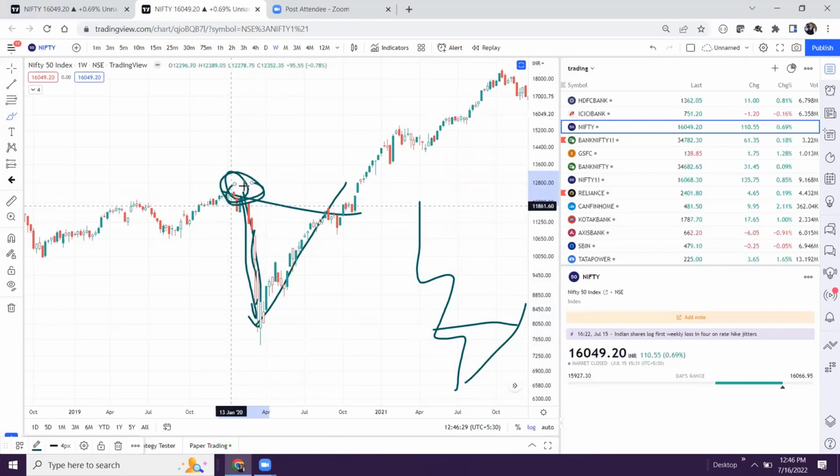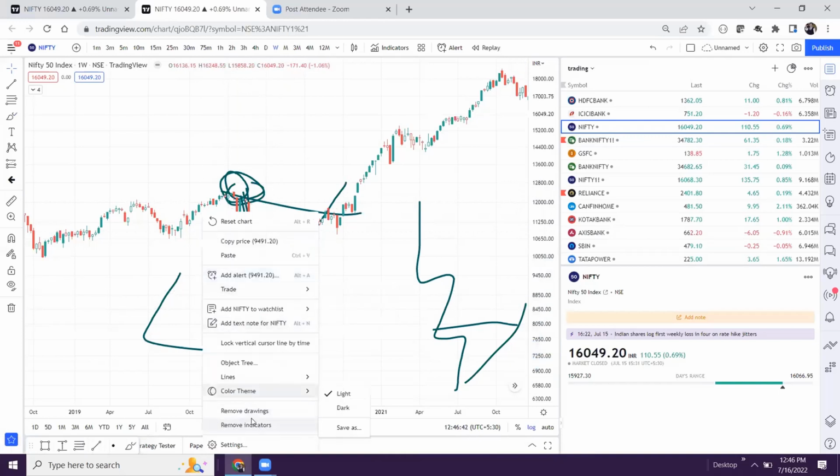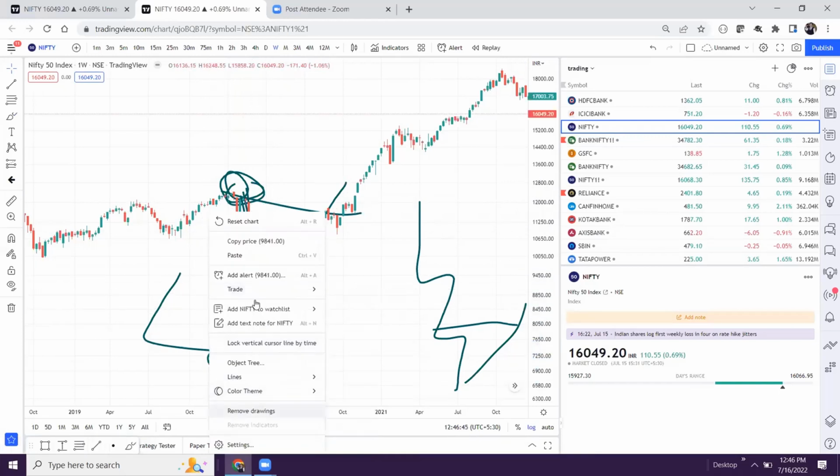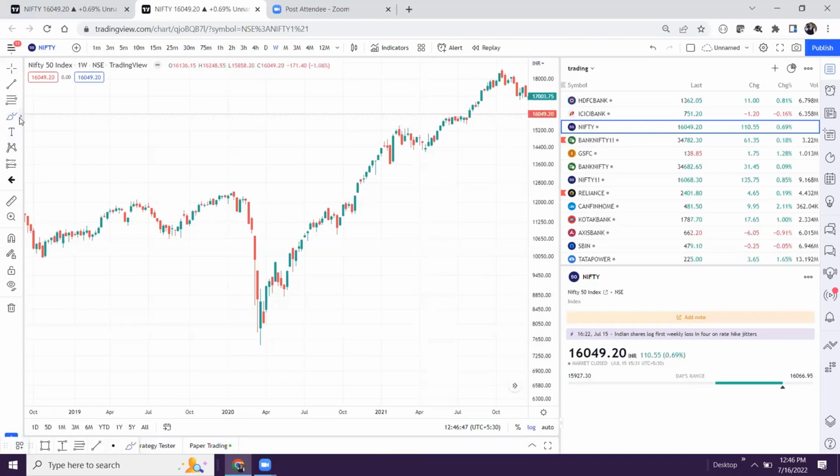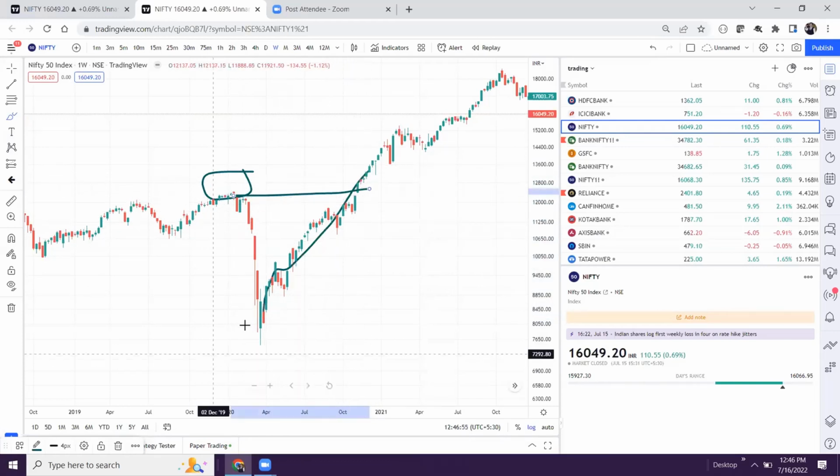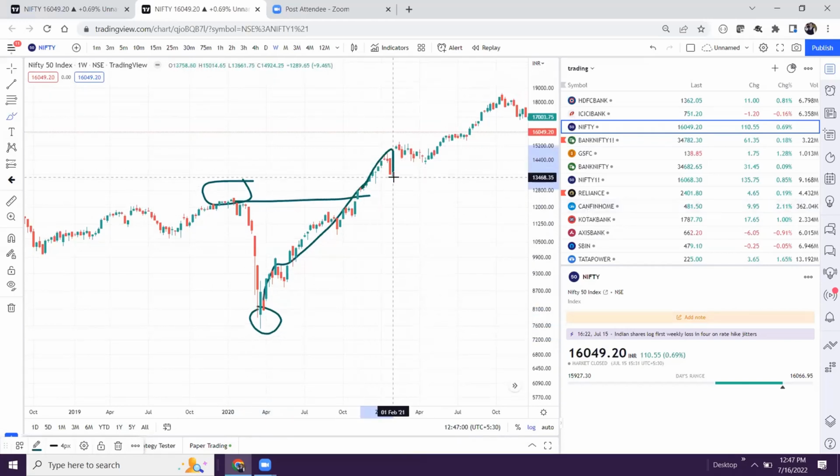Because this is a vertical fall, if suppose this fall was like this, then you could say this is the last swing. But see, this is a vertical fall. In that case, the last swing high becomes the reference. So unless and until it goes above this, this is the stop loss. But once it makes a dip, see, this is a dip and it again goes above this, this becomes the next trailing stop loss.